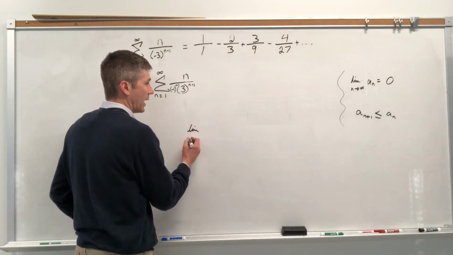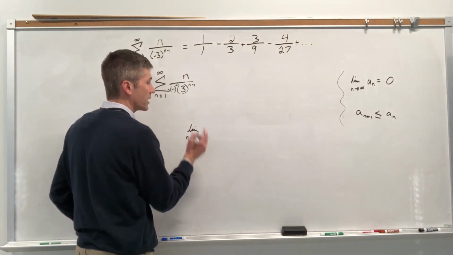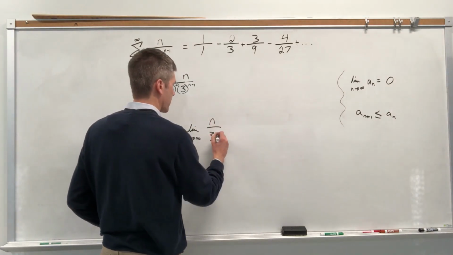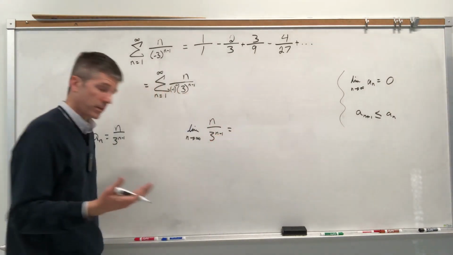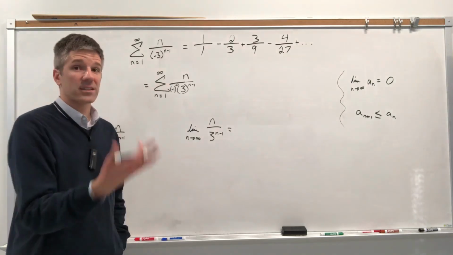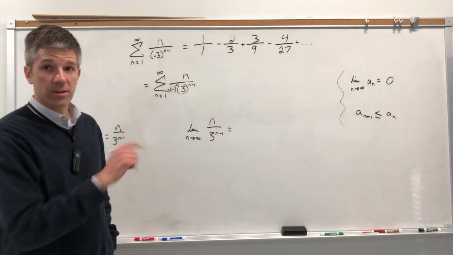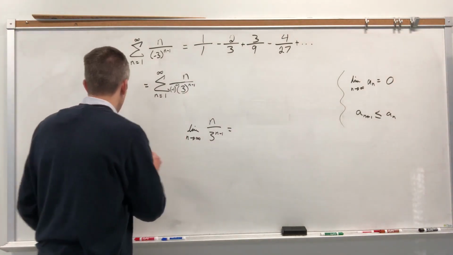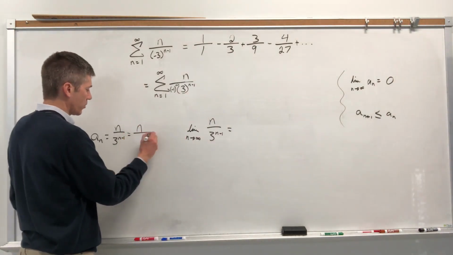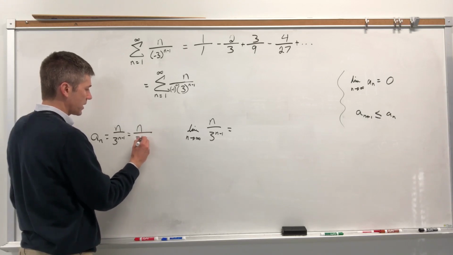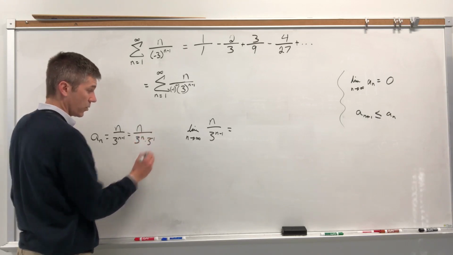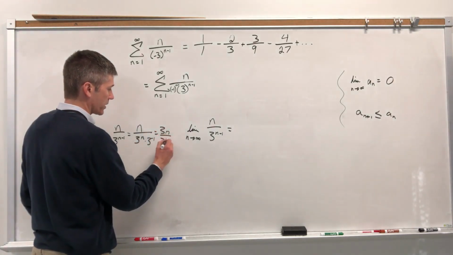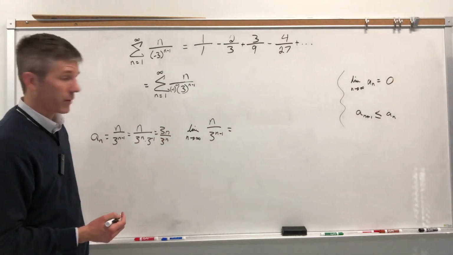The limit as n approaches infinity of a sub n, which was this, so n over 3 to the n minus 1, is equal to, okay, use your knowledge of magnitudes. Numerator is linear, denominator is exponential with a little twist to it. If you want to, you could treat it like n over 3 to the n times 3 to the negative 1, which is really 3n over 3 to the n. Totally fine. You can do it that way if you like.